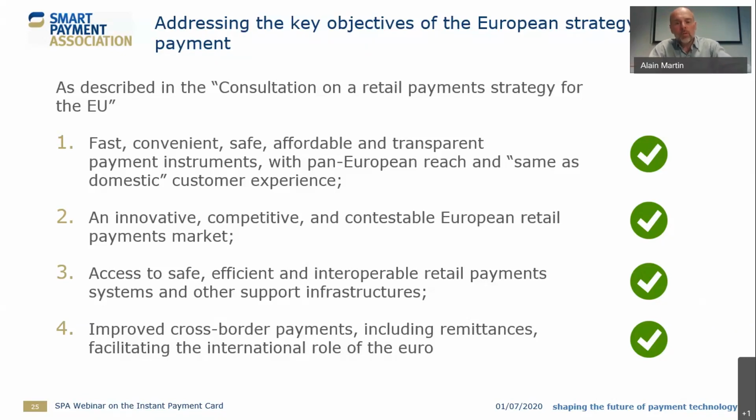Improve cross-border payments, including remittance, facilitating the international role of the euro. Yes, the card lends itself to growth beyond the European Union of this means of payment. One of the benefits of the cards and the associated terminals is that they're accepted everywhere today. So you have an existing infrastructure and existing habits that can be leveraged for a pan-European payment system to be used outside of Europe as well.